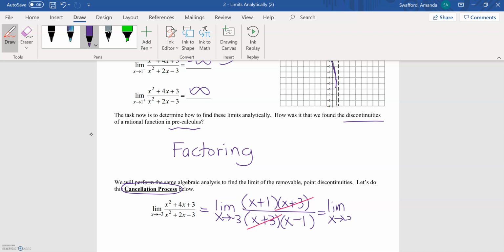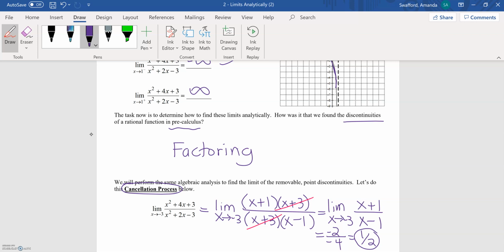So we've got the limit as x is approaching -3 of x plus 1 over x minus 1, and we're going to take -3 and directly substitute. So in the numerator, I'm going to get -3 plus 1, which is -2. Denominator, -3 minus 1, -4, and that reduces to 1/2. So now I'm able to see that the limit's 1/2.